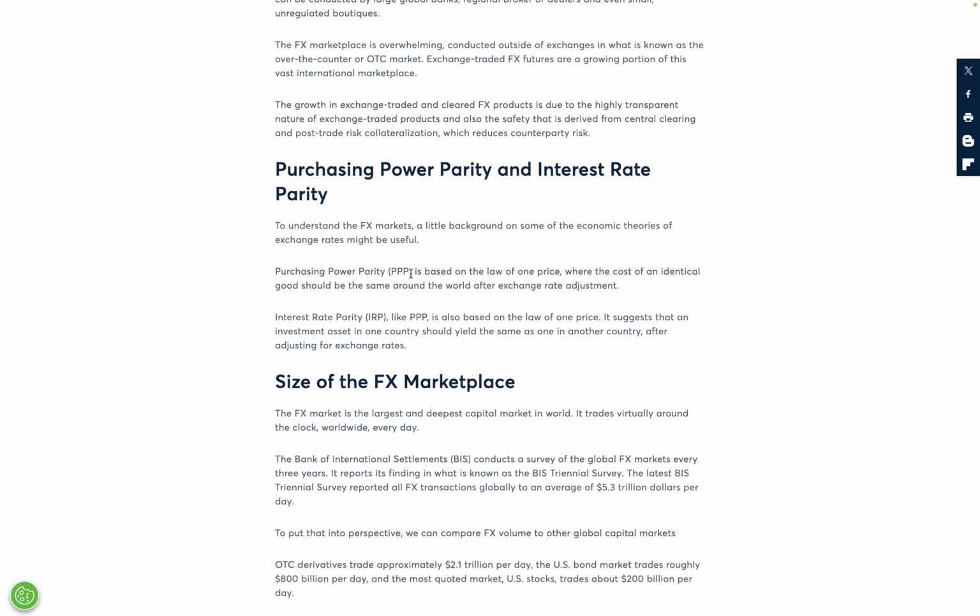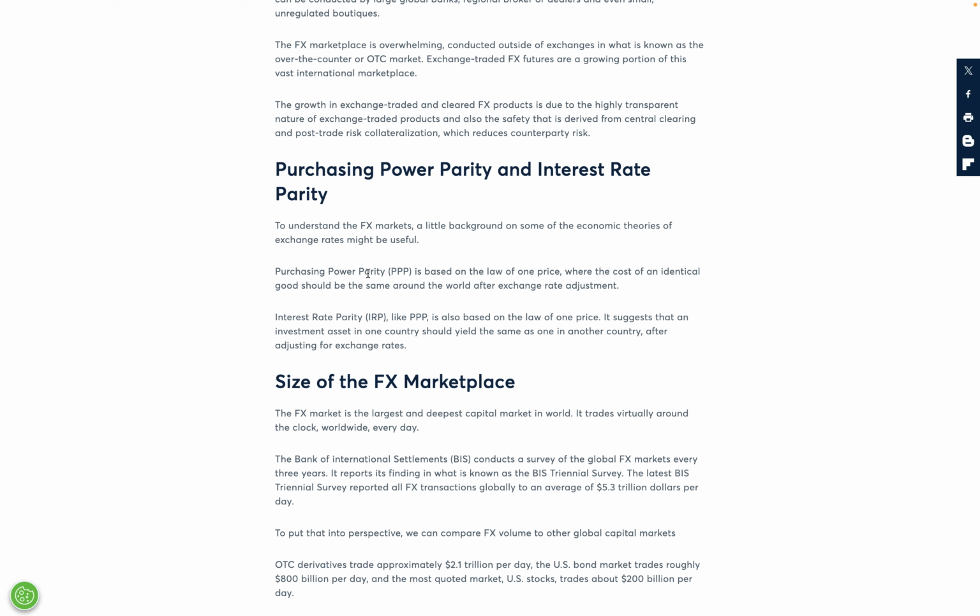Purchasing power parity, or PPP, is based on the law of one price, where the cost of an identical good should be the same around the world after exchange rate adjustments. So interesting. So interest rate parity, so interest rate equality, if you could look at it like that. So purchasing power parity, purchasing power equality.